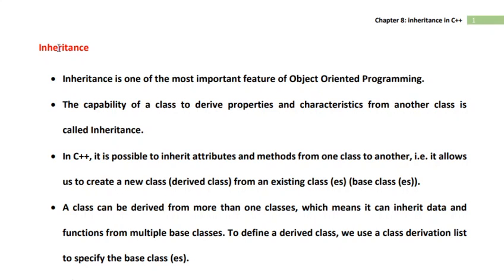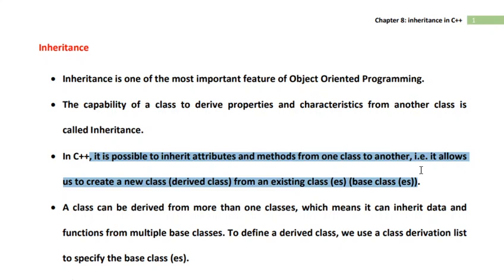So, in today's class, we will be talking about an important concept of the object-oriented paradigm called inheritance. Inheritance is one of the most important features of the object-oriented paradigm that enables a class to derive properties and characteristics from another class. Now in C++, it is possible to inherit attributes and methods from one class to another class.